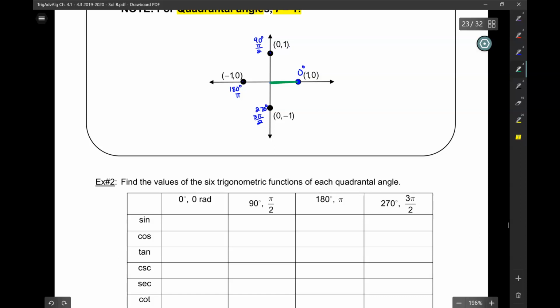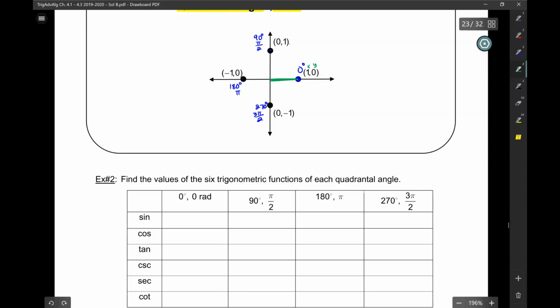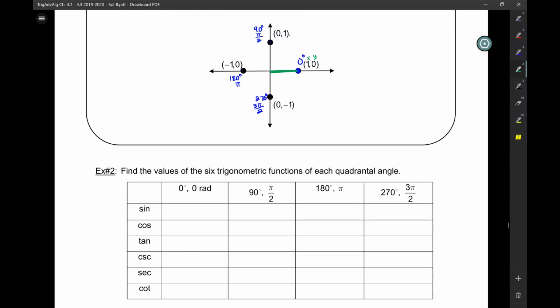I'm always going to choose 1 comma 0. So x is 1, y is 0. Okay. Sine for this is y over r. Remember what we said? r is always 1. So for this angle, 0 degrees, what's y? 0. Over what's r? 1. 0 divided by 1 is 0.